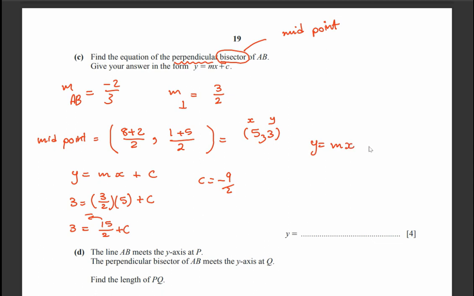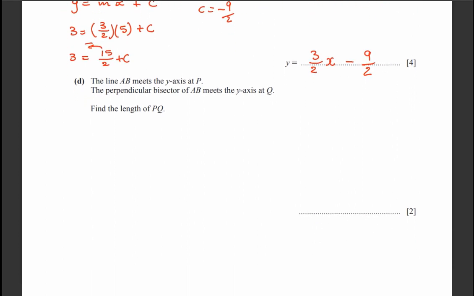So y equals mx plus c. And instead of m, I'm going to write 3 over 2. And instead of c, I'm going to write negative 9 over 2. So y equals 3 over 2 x minus 9 over 2.